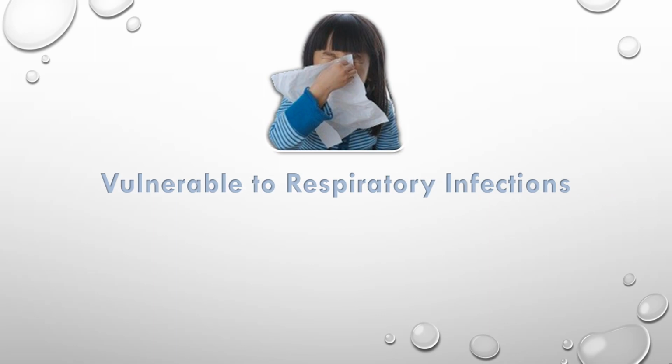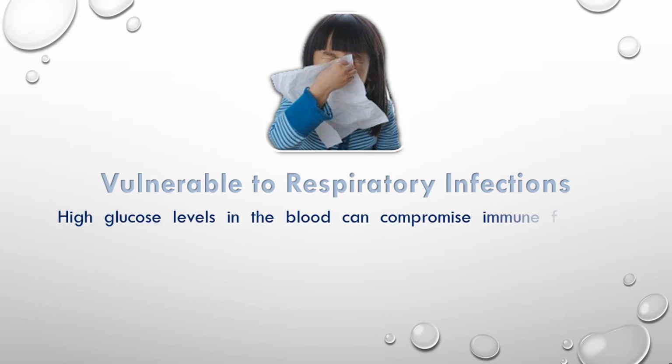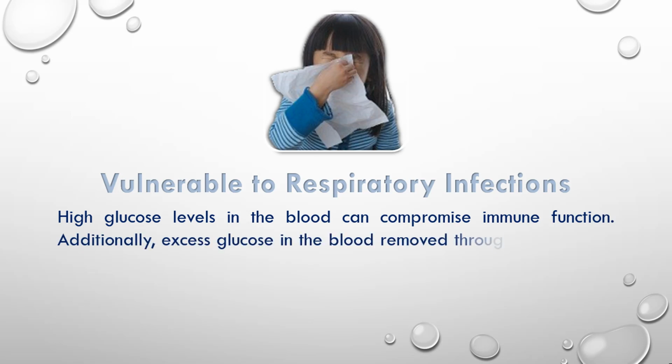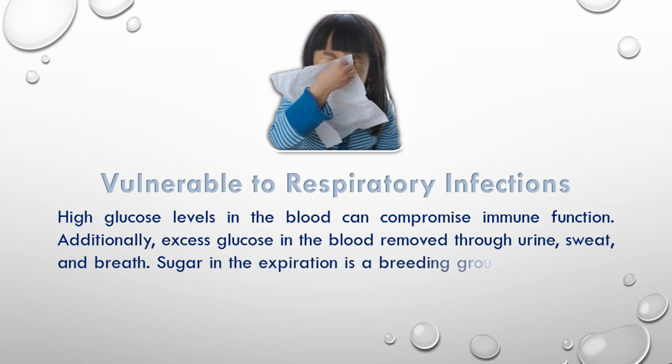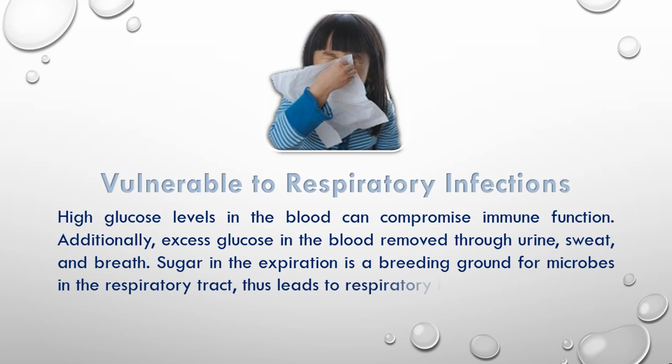6. More vulnerable to respiratory infection. High glucose levels in the blood can compromise immune function. Additionally, excess glucose in the blood is removed through urine, sweat and breath. Sugar in the expiration is a breeding ground for microbes in the respiratory tract, thus leading to respiratory infection.